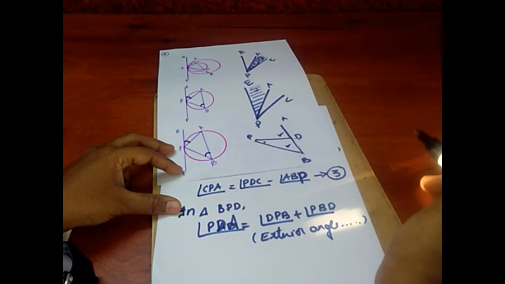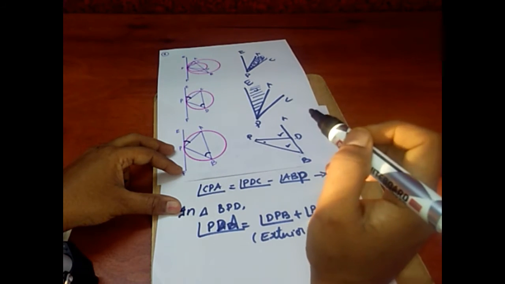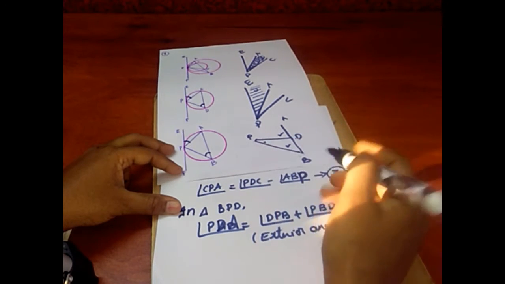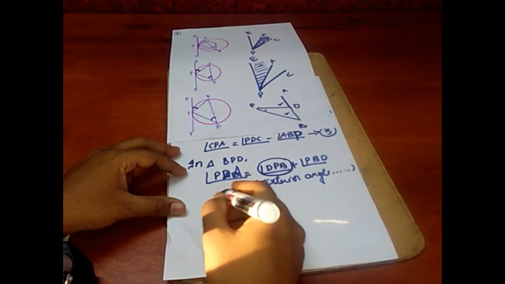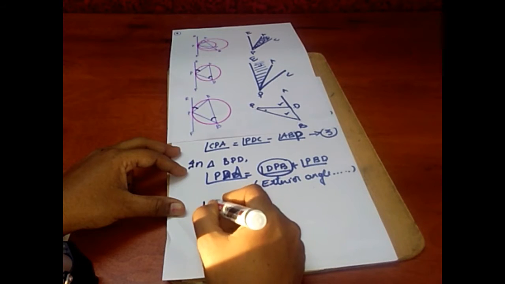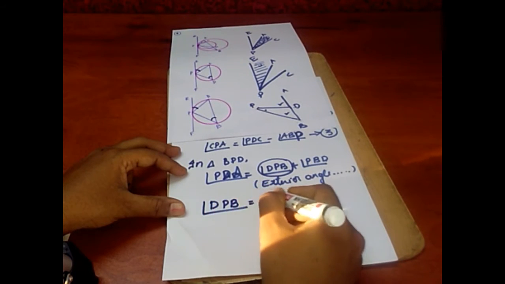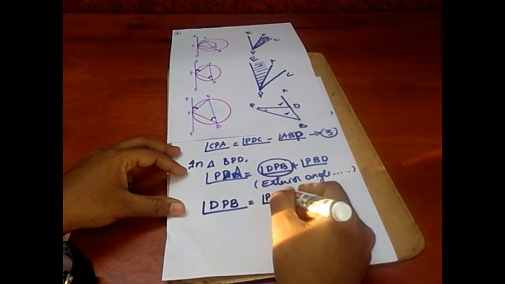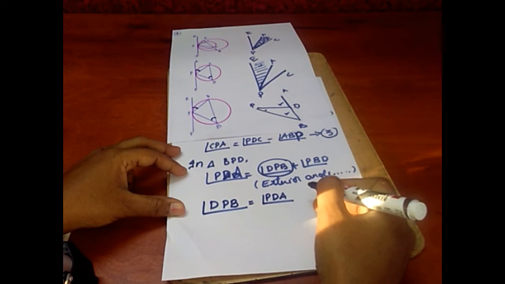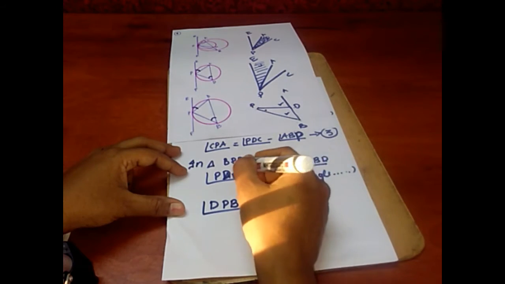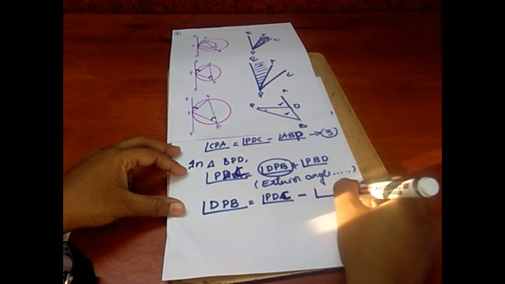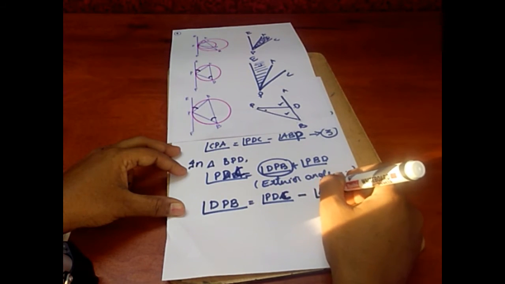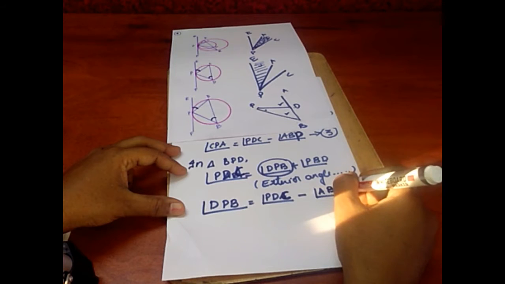Now what to do? I need my solution with the angle DPB. So I need to represent my angle DPB. So let us rewrite this result. Angle DPB is equal to angle PDA or PDC, both are on the same line, minus angle ABP.